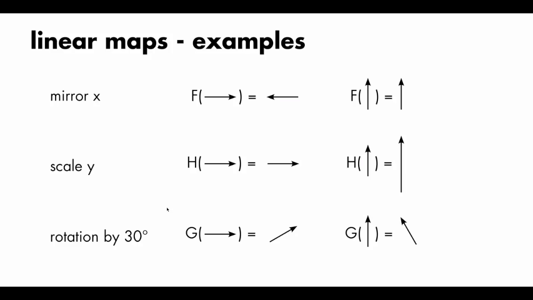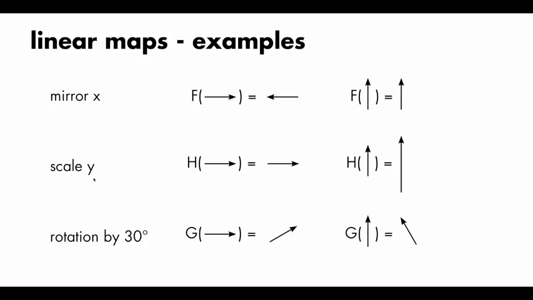Okay, some examples. Let's say we're working with an orthonormal basis now. One arrow is pointing right and one is pointing up. One thing we may want to do is flip it horizontally. So we take the right pointing arrow and make it left pointing, and the up pointing arrow will just stay the way it is.